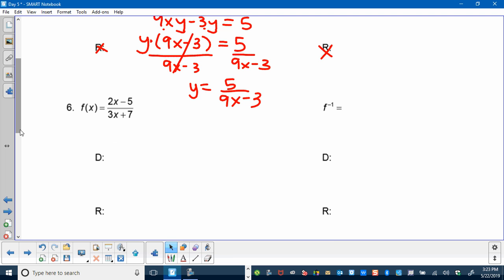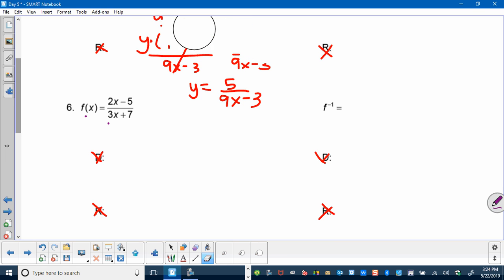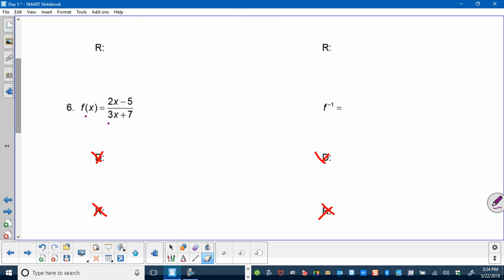So let's try all of that again. For number 6, cross off domain and range. We're not going to do that. We're going to focus on just finding the inverse. Okay, over here, we're going to switch our x and our y. So let me erase this so we have some clear space. And so I'm going to put x first, and then everywhere I see an x, I'm going to put a y.